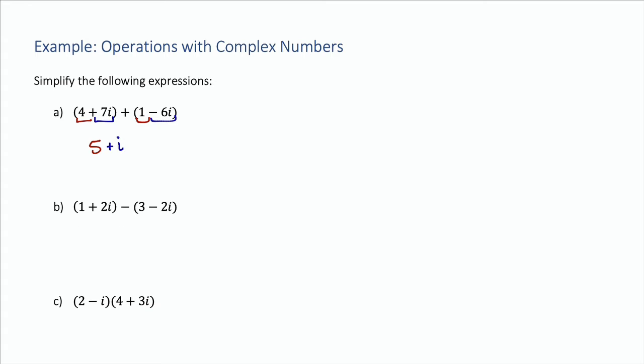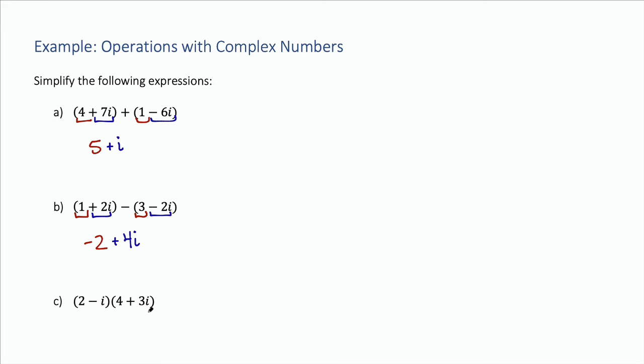Subtraction works the same way. You take your real part here, 1, minus the real part here. 1 minus 3 is negative 2. And then our imaginary part, 2i minus negative 2i is 2i plus 2i, which is 4i. So that's the difference of those two complex numbers.